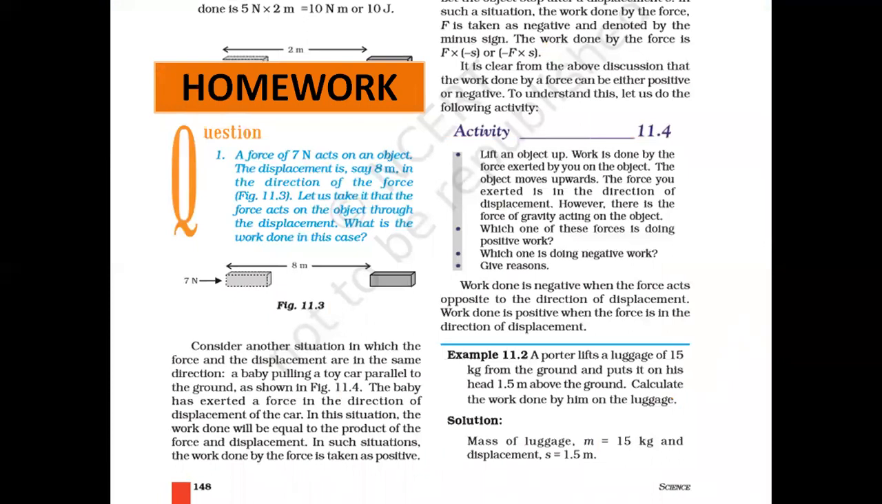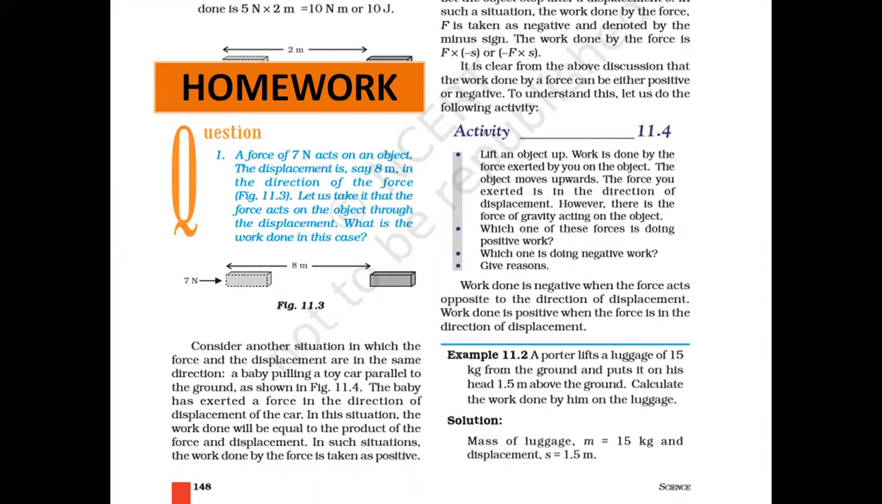And here is a small homework from your textbook. A force of 7 Newton acts on an object. Displacement is 8 meters in the direction of force. So you need to calculate the work done in this case. So kindly solve the homework and post it.